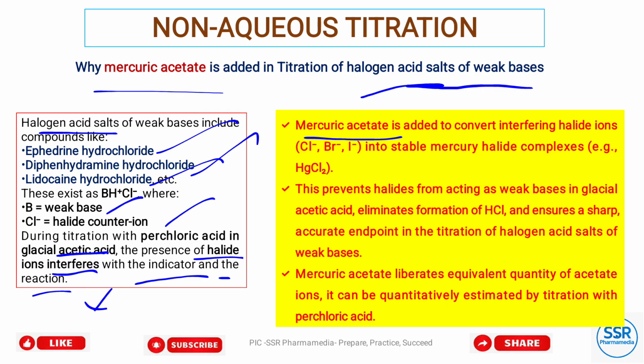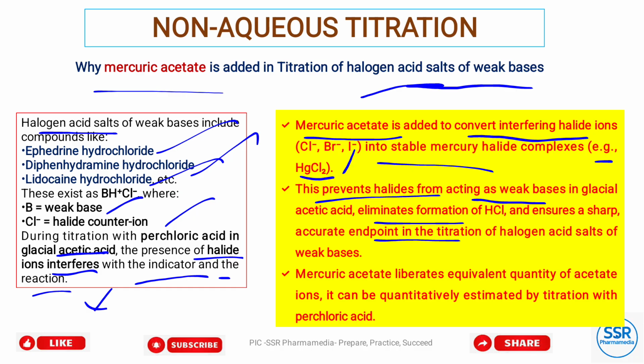Mercuric acetate is added to convert interfering halide ions like chloride, bromide, and iodide into stable mercury halide complexes. So it forms mercury chloride, mercury bromide, and mercury iodide. This prevents halides from acting as weak bases in glacial acetic acid, eliminates formation of HCl, and ensures a sharp, accurate endpoint in the titration of halogen acid salts of weak bases. Mercuric acetate liberates an equivalent quantity of acetate ions, which can be quantitatively estimated by titrating with perchloric acid.